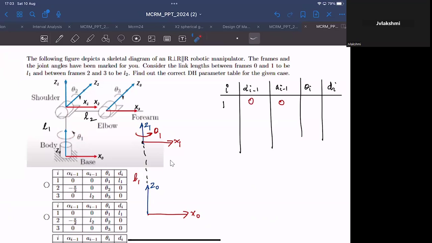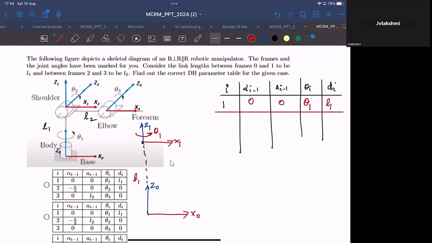So to align X1 and X0, if X1 is rotated by an arbitrary theta 1, you have to rotate X0 by that same amount about Z1 so that both of them will be aligned. So theta i would be theta 1. And what about d i? d i would be the distance you have to move this frame along Z1 so that the perpendicular distance between X1 and X0 can be taken into account. Then it is L1, correct.